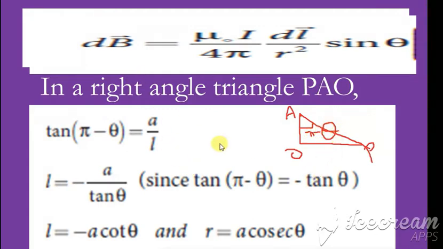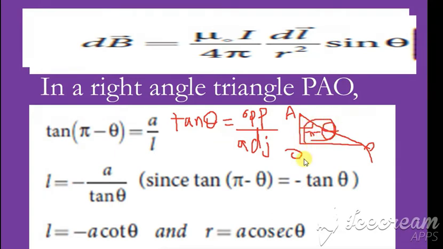So from this we are going to find the value of tan theta. What is the formula for tan theta? Which is equal to opposite divided by adjacent. Now when you consider the side which is opposite to this angle, which is OP, divided by the adjacent side, which is OA. So OP divided by OA.